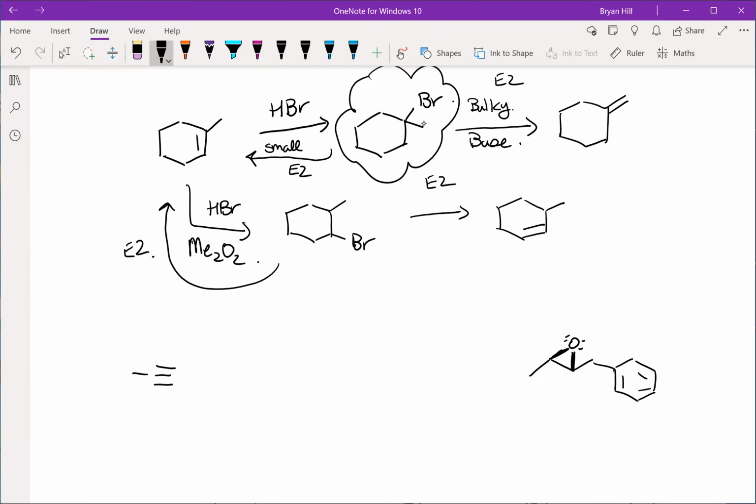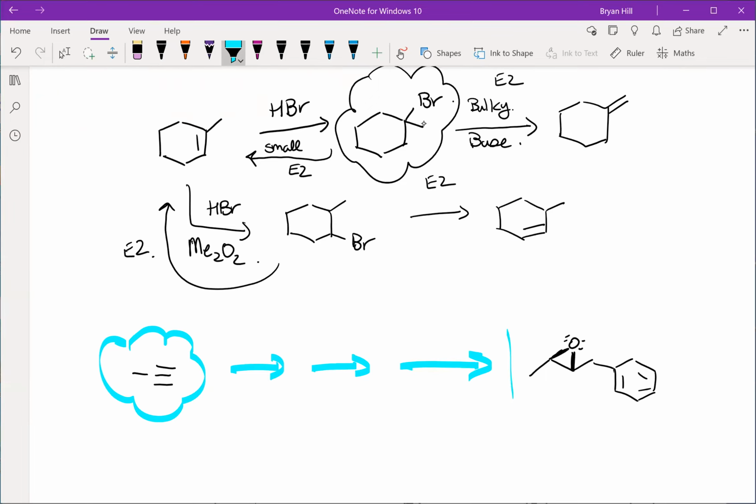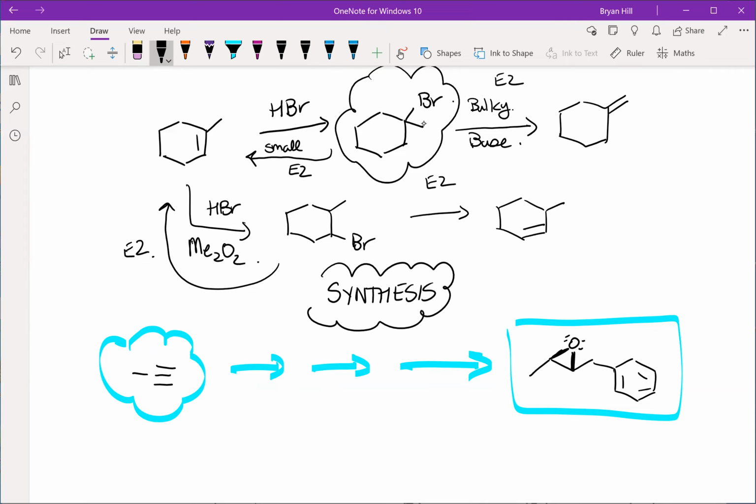So you can start here, and through a series of steps, make something which looks really nothing like it, right? And this is what we would call synthesis. So the last question on the posted midterm from a couple of years ago was a synthesis question, and it's about developing, through a series of reactions, something which is quite complex from something which is really simple.